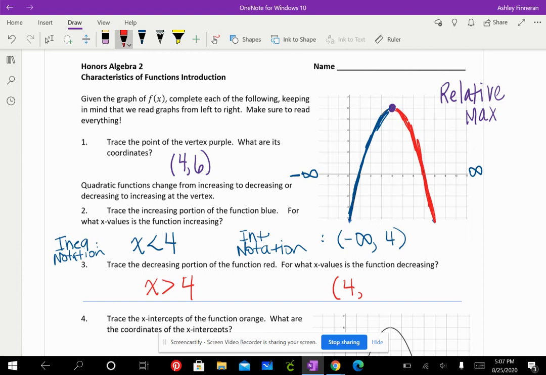Now this is actually a place where students make mistakes a lot. Remember, we're giving x values. So I'm starting at 4 and going up to infinity. Because the function's technically decreasing, sometimes students want to put a negative infinity there. But that would be a y value. And that's getting into an idea of end behavior, and that's what we're going to talk about on Friday.